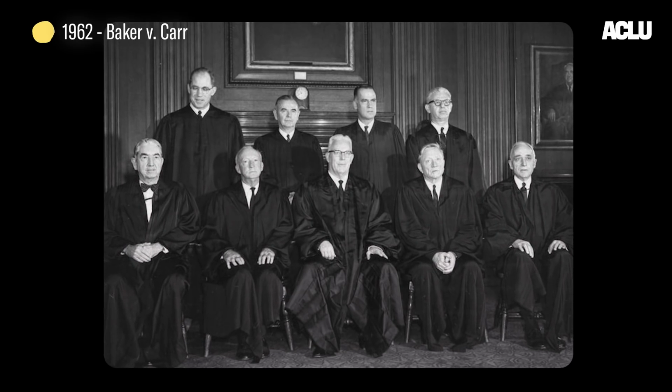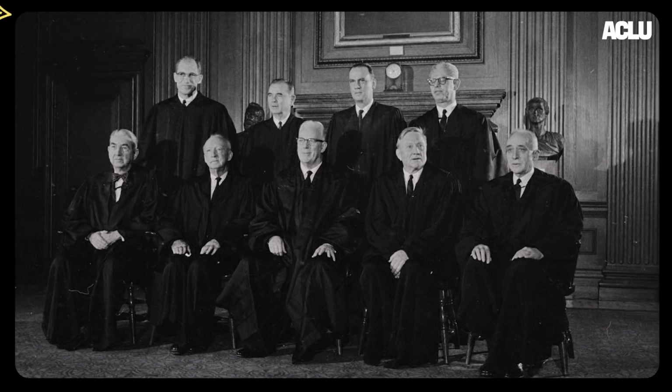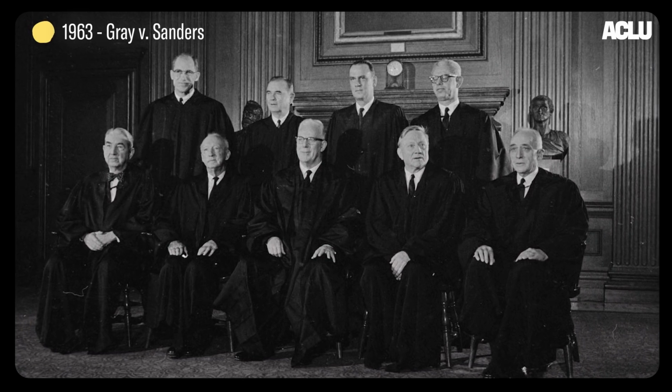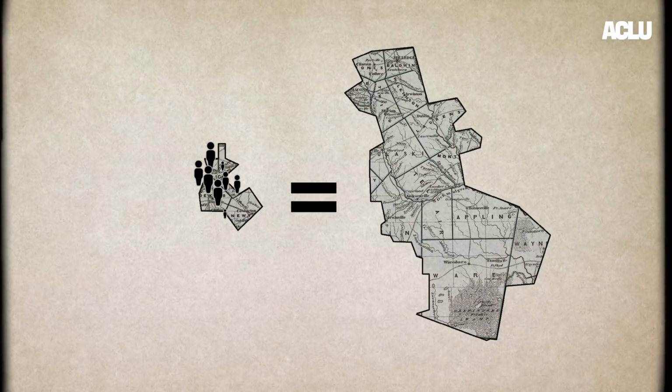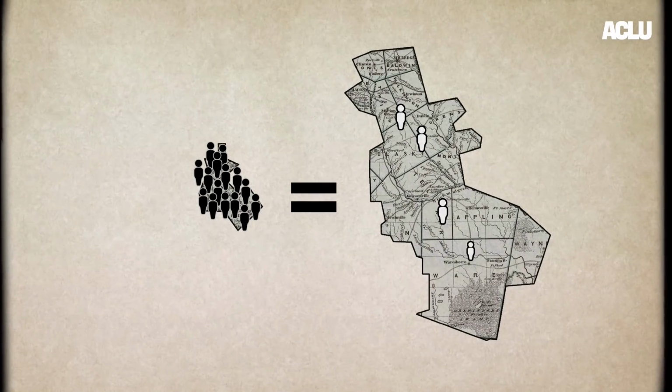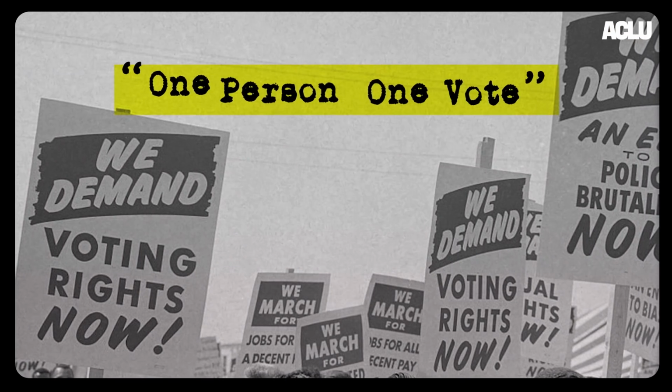First, in 1962, they made the Baker ruling, which established that the courts do have the power to rule in questions of redistricting. Then the next year, in 1963, the Supreme Court ruled in Gray v. Sanders that a system the state of Georgia was using, that weighted votes by county, was unconstitutional because it gave unequal voting power to smaller counties. This established the one-person, one-vote standard.